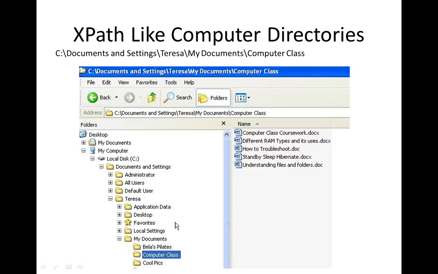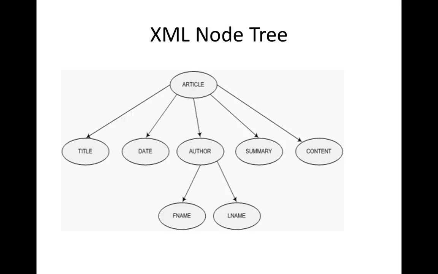Again, just to get you used to this idea of navigating around in a hierarchical structure like an XML document. We've seen this before. This is the XML node tree. We have an article, root node, various child nodes, that then author here becomes a parent and then has children, and so the various levels of, again, an upside down tree or an expression of an XML document.